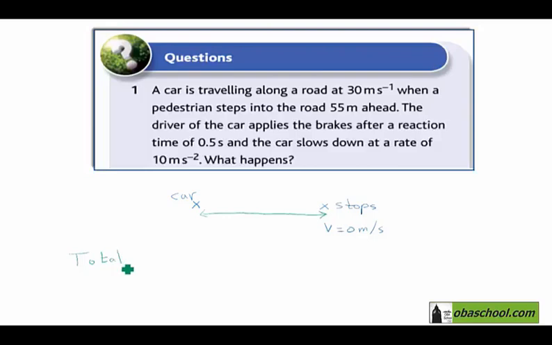So let's see what will happen now. The total distance between the car and the person is 55, and we got that the thinking distance before he braked was 15 meters, and the distance until he totally stops is 45 meters. We get that the total distance when the car stopped is 60 meters. And the distance between him and the person is 55 meters. So what will happen here is that he won't be able to stop before hitting the person.